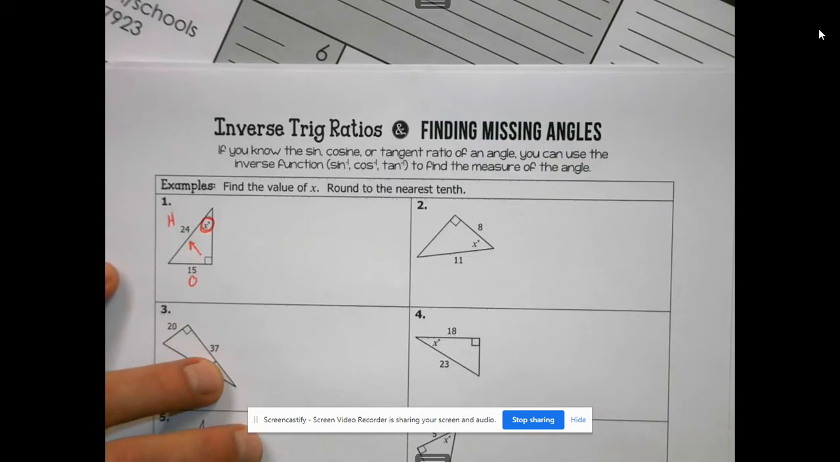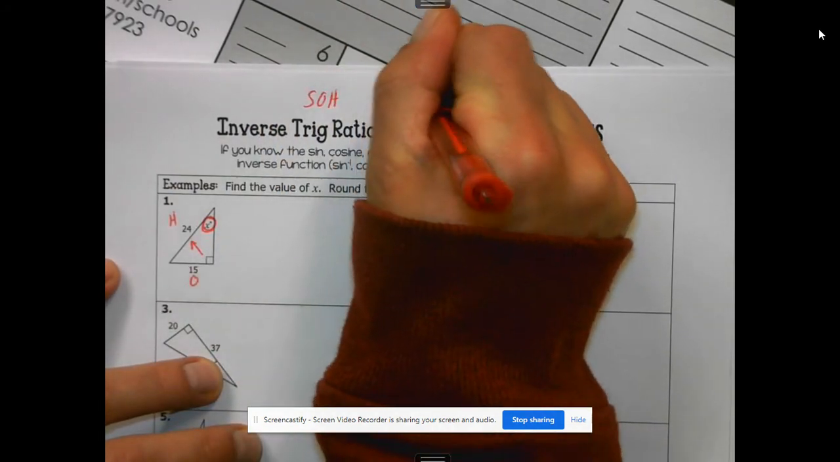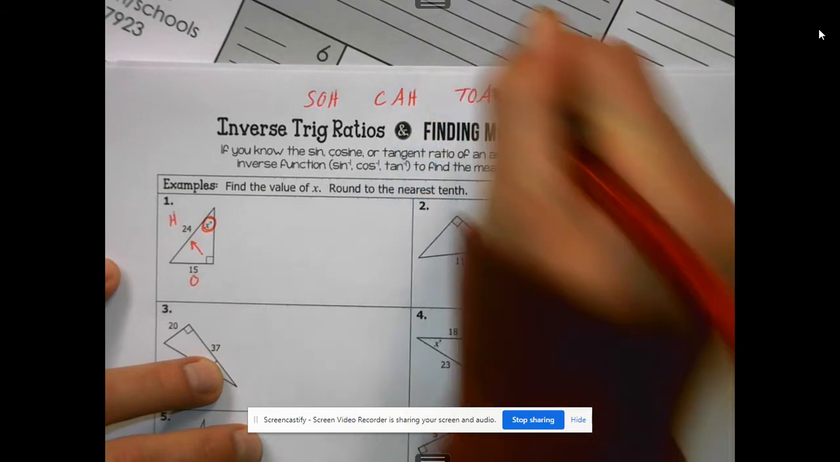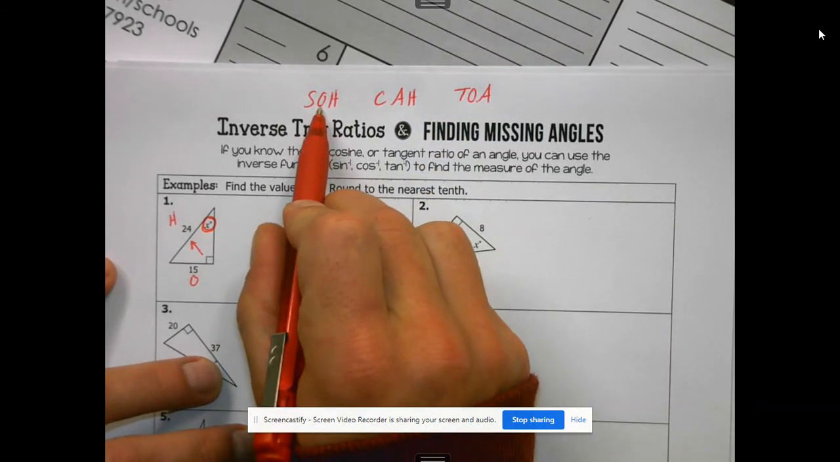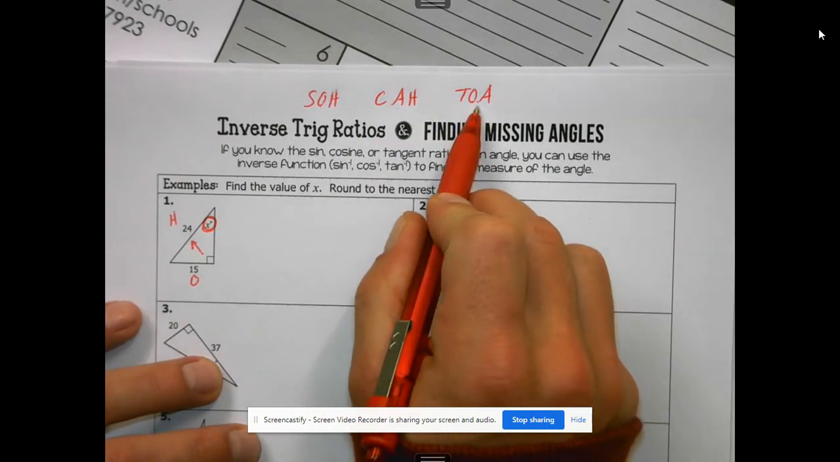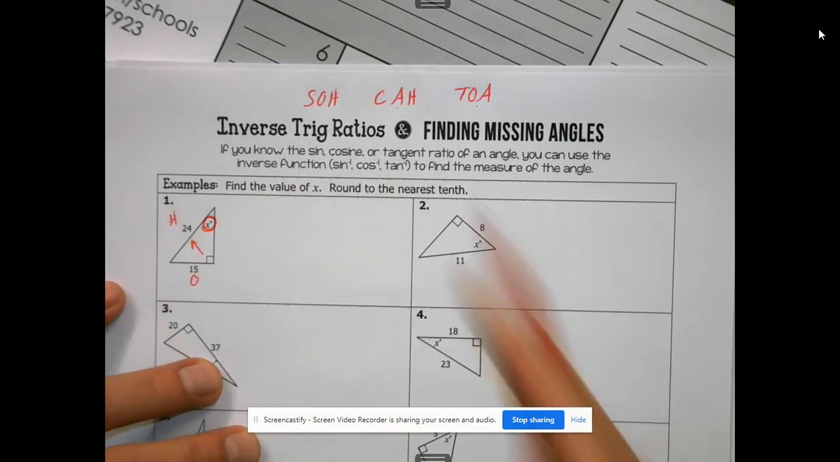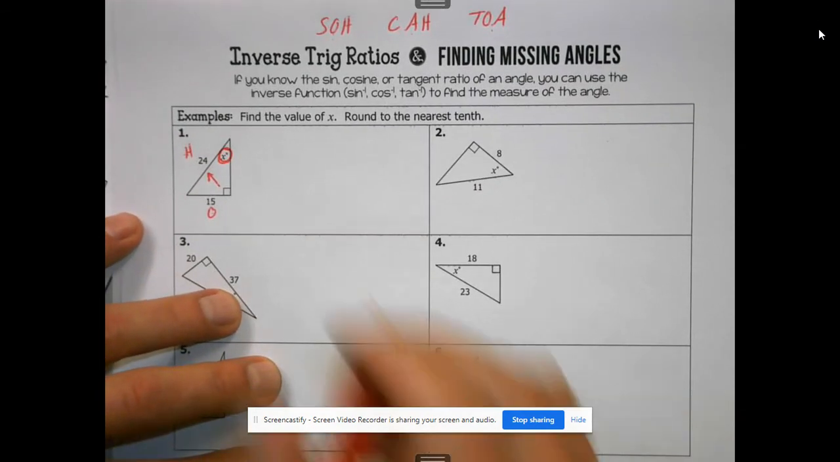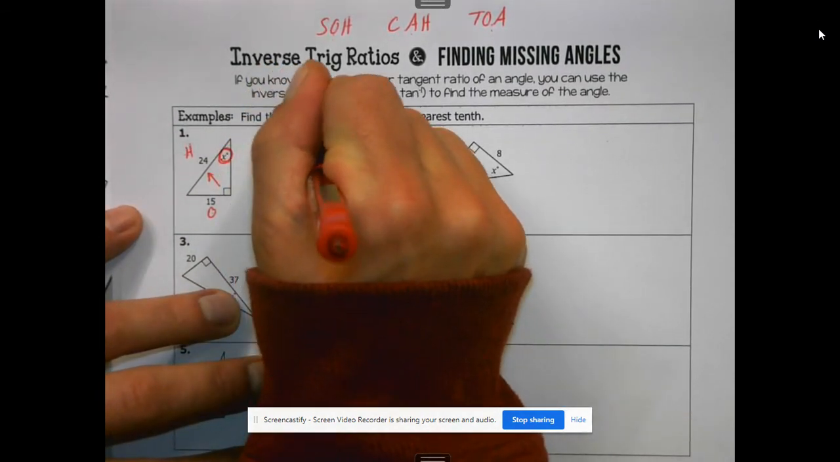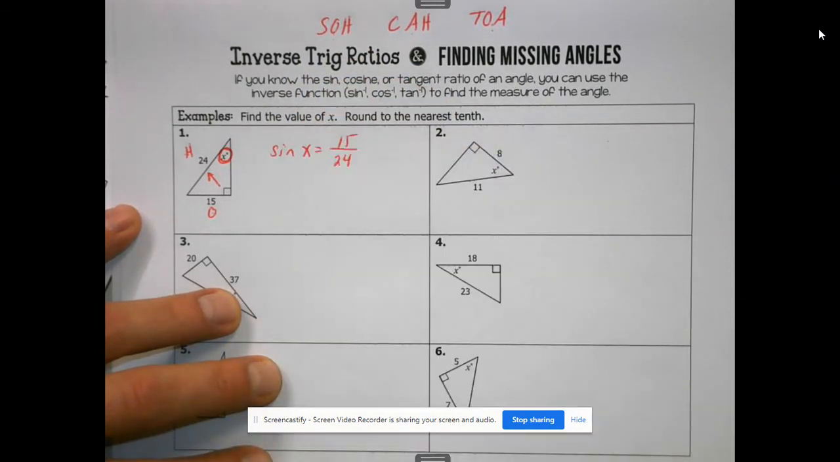Recap. Remember the three little acronyms: SOH CAH TOA. Sine is opposite over hypotenuse. Cosine is adjacent over hypotenuse. And tangent is opposite over adjacent. In our problem, we've got the O and the H, so we're going to use sine. So sine of angle X equals opposite 15 over hypotenuse 24.